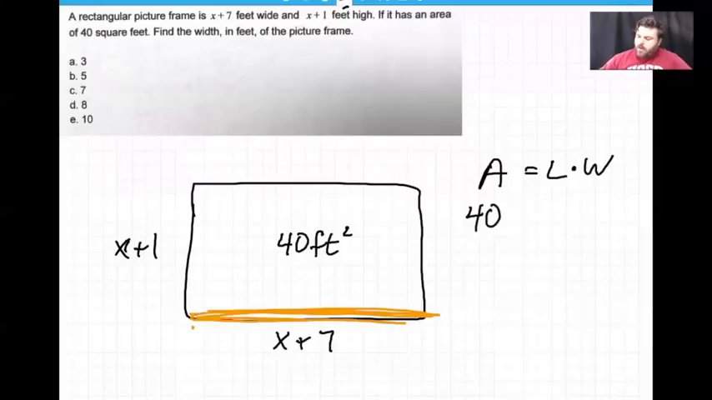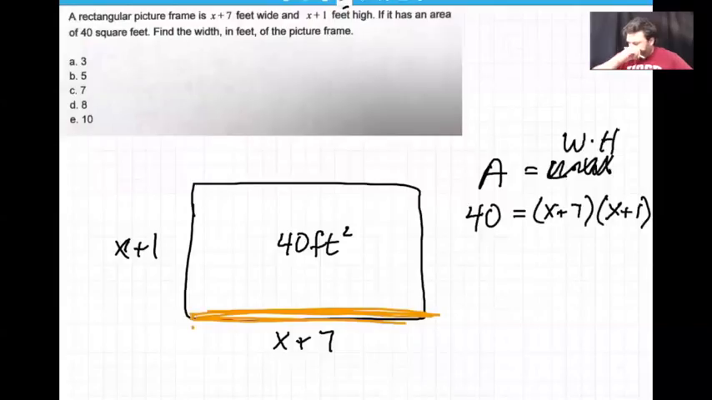The area is 40. The length is x plus 7. The width is x plus 1. I guess technically we're doing width and height. It's the same thing, though, width times height. It's the two dimensions that you have. So the width is x plus 7, the height is x plus 1. So then basically multiply this stuff out.